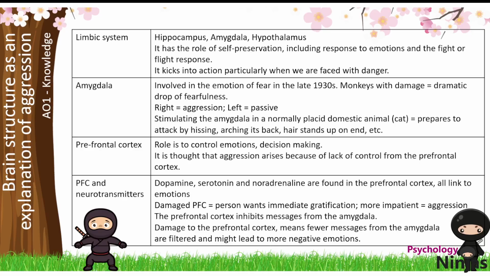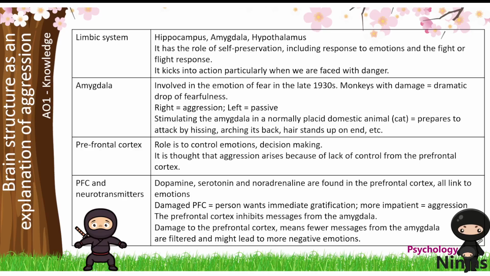We're then going to move on and talk about the prefrontal cortex, and that this has a role in decision making and controlling our emotions. A lack of activity in the prefrontal cortex through damage or lesions might result in aggression. It's also important here to talk about the fact that the prefrontal cortex doesn't fully develop until we're 25, and therefore younger people are more likely to be impulsive and therefore maybe aggressive.